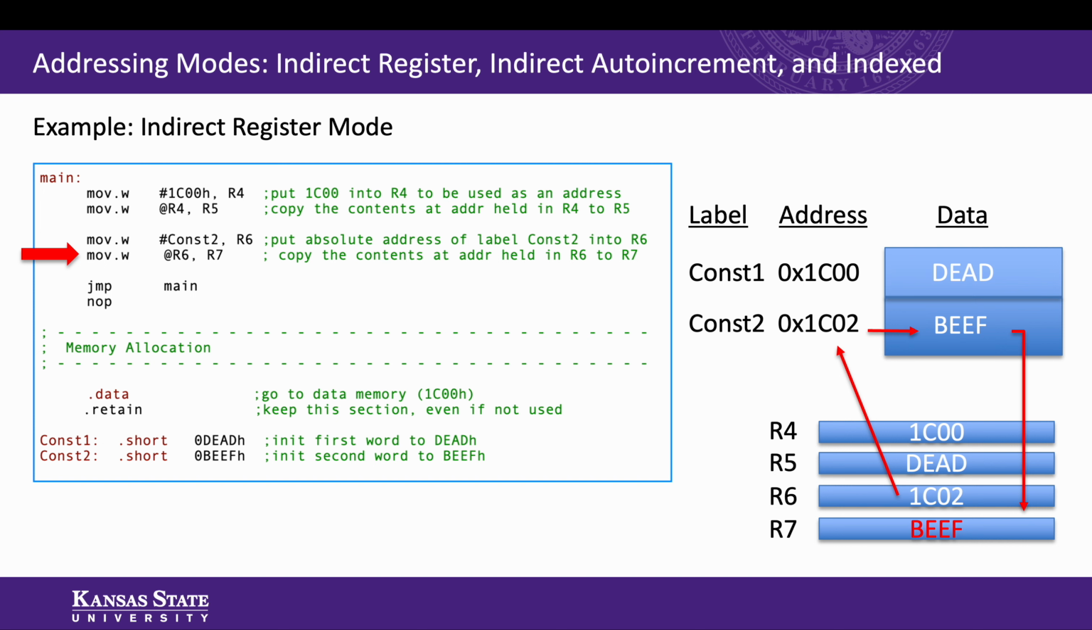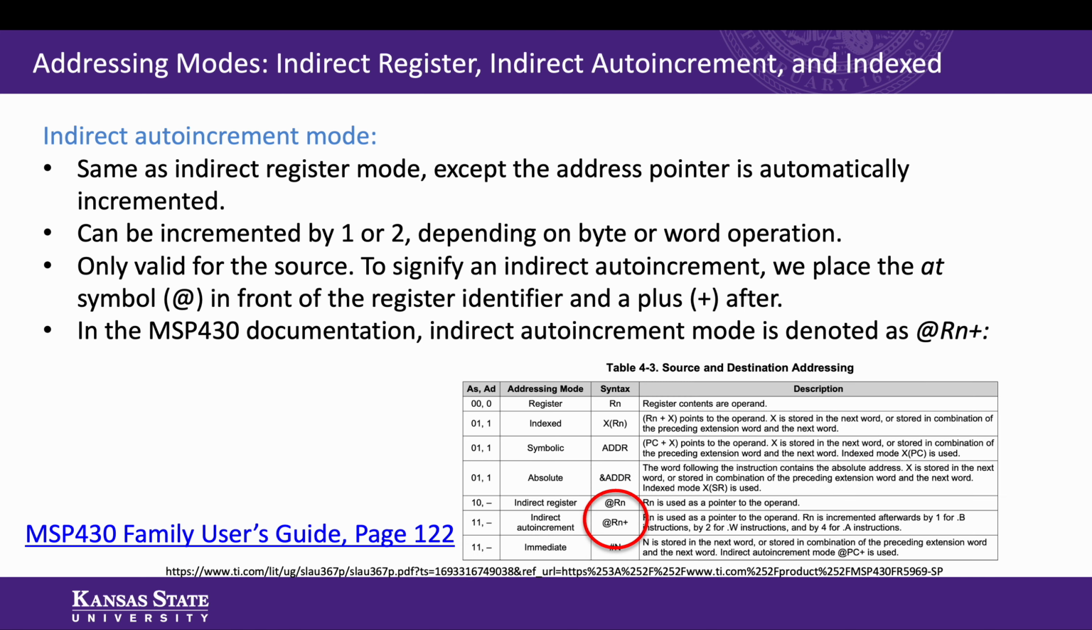All right, so I hope that makes sense. There's a lot going on there. Feel free to pause the video, but I think we're going to move on to the next mode, which is indirect auto-increment mode. This one is the same as what we just looked at, in that the register is storing something that is going to be interpreted as an address.